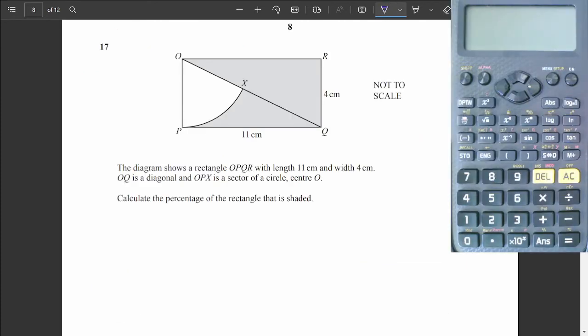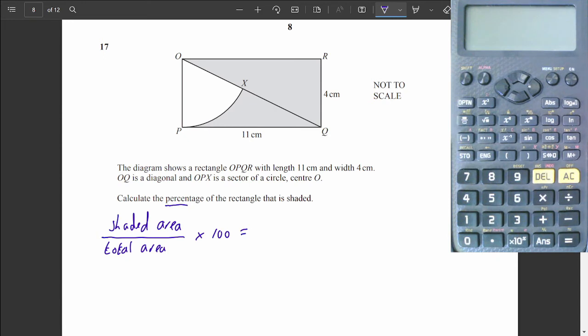Question 17, I think it's important that we talk strategy here before we attack this question. First of all, they want to know the percentage of the shaded area. So remember, to work out percentage, we're going to have to find the shaded area divided by the total area times 100.